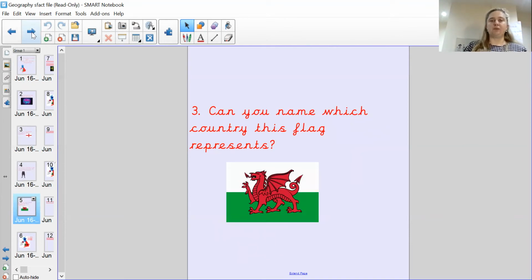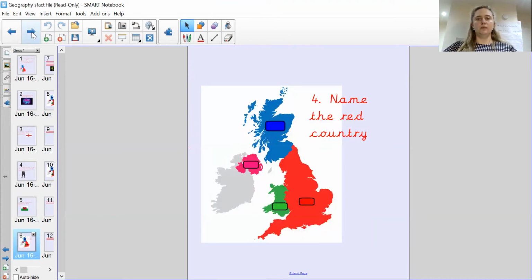Number 3. Can you name which country this flag represents? Number 4. Name the red country. Have a look at the screen. Which country is red? Name the red country.